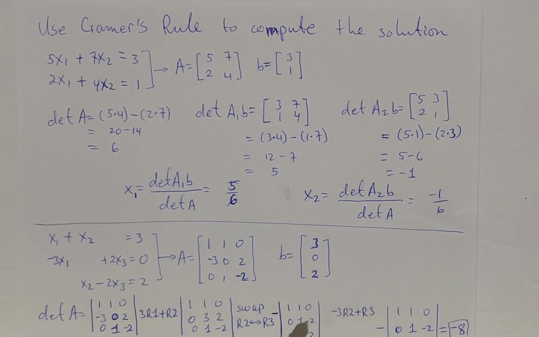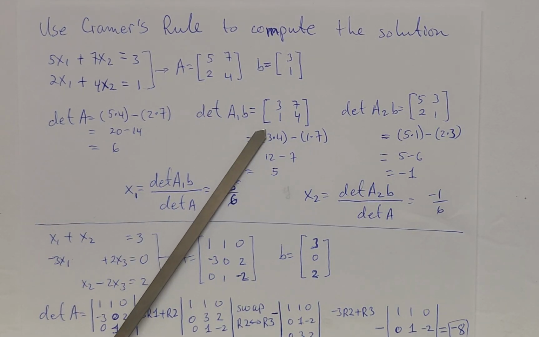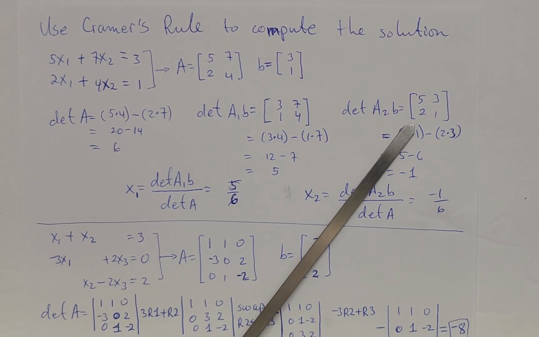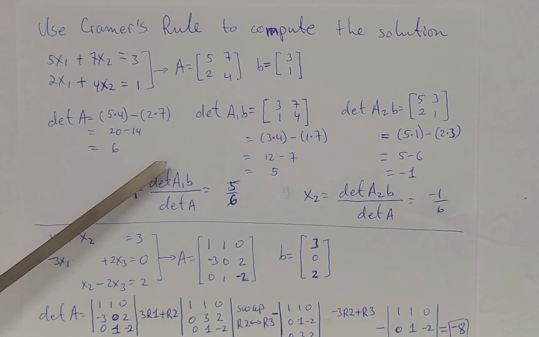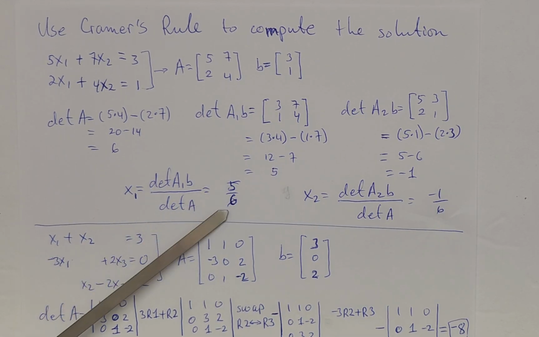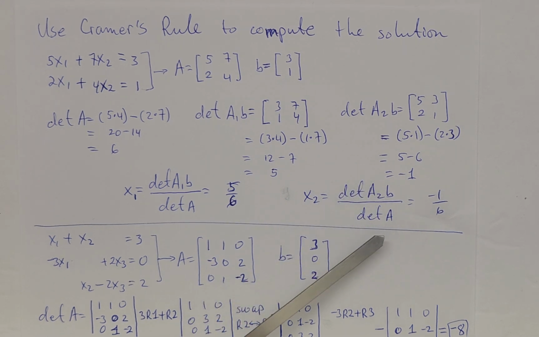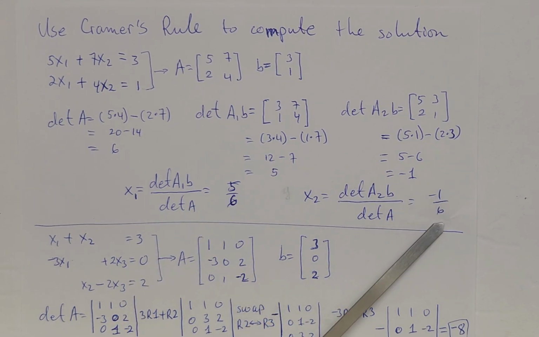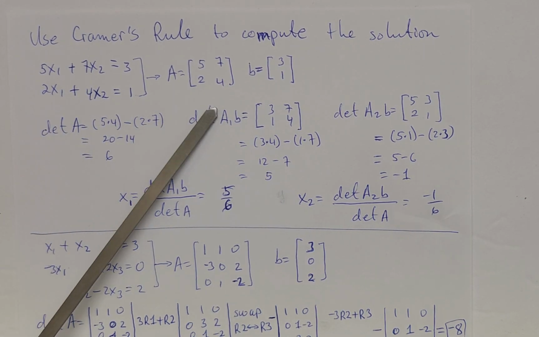So here we have three determinants. The first determinant is the A. The second determinant is changing the first column. The third determinant is changing the second column. After that, we just divide. So determinant of changing the first column divided by determinant A gives me 5 over 6. Determinant of changing the second column divided by the determinant of A gives me negative 1 over 6. So these are the two solutions to this equation. Again, this is 2 by 2.